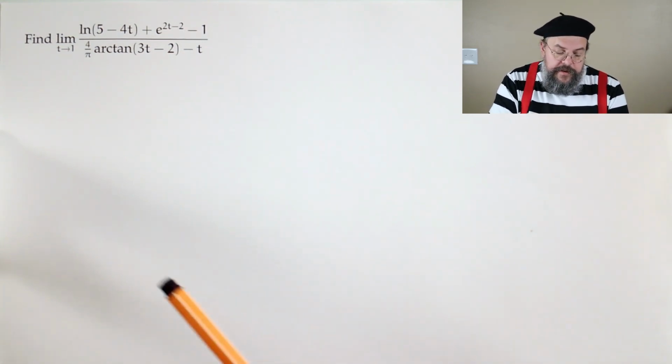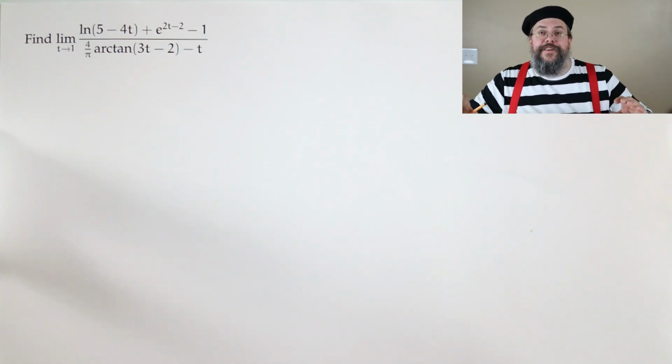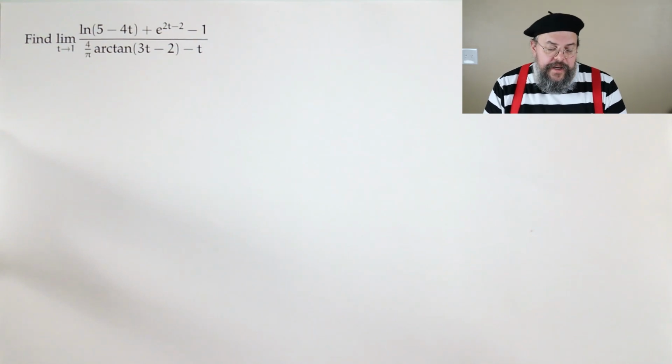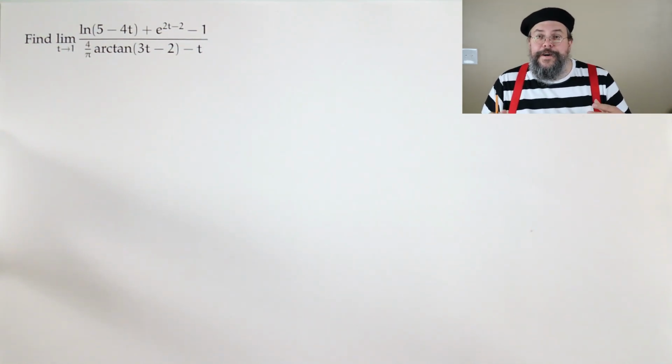Oftentimes, our limits involve things going to 0, but they don't have to. This is a reminder: things can go to things other than 0. So that's good to keep in mind. And this is also a nice sort of mixture of functions.